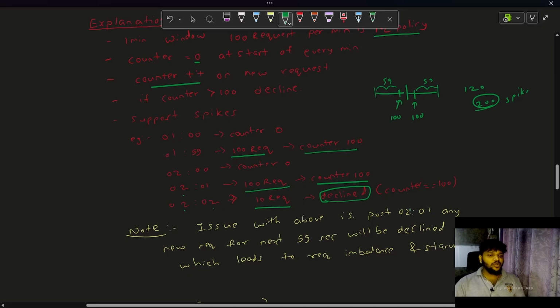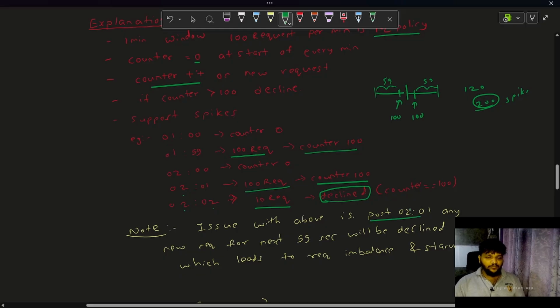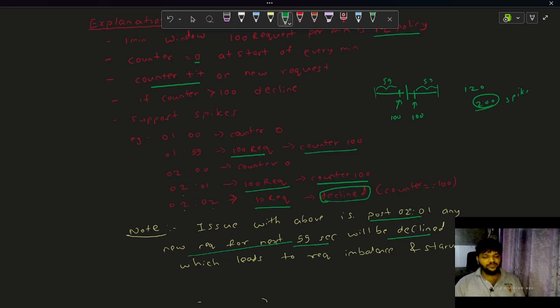So this is the major problem with the fixed window algorithm. Even though it is easy to implement, in cases of a spike on the edge of the window this creates a problem, because if I exhaust all the tokens, I won't be able to entertain any new requests for the remaining time of this particular window. So the issue with the above is that post 2:00, any new request for the next 59 seconds will be declined, which leads to request imbalance and starvation.